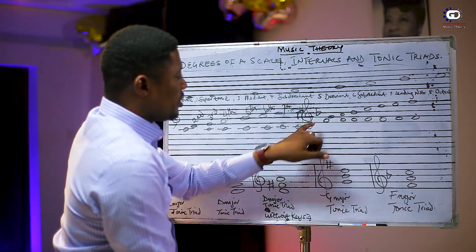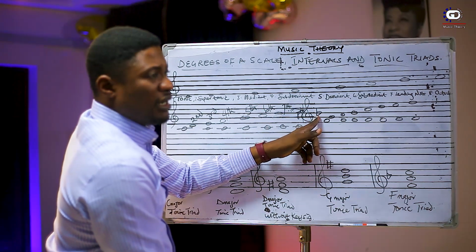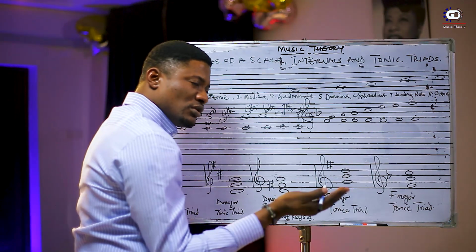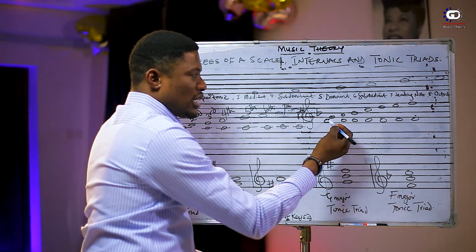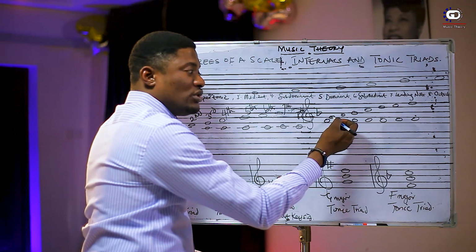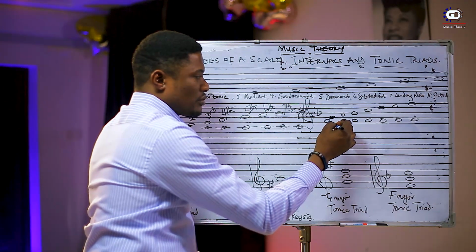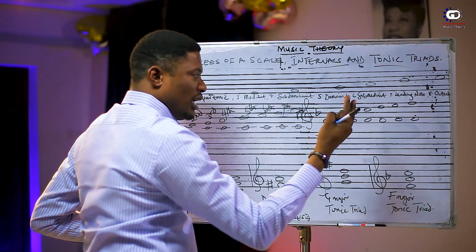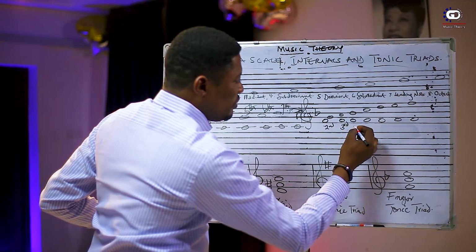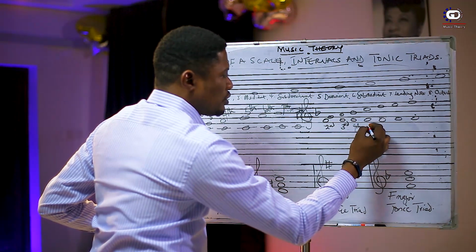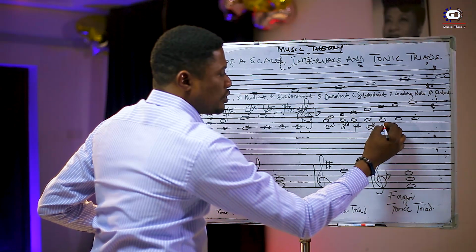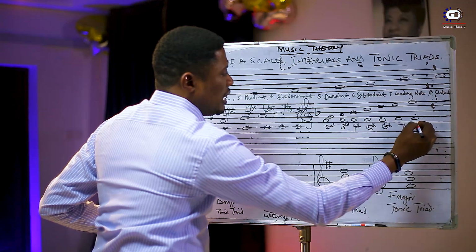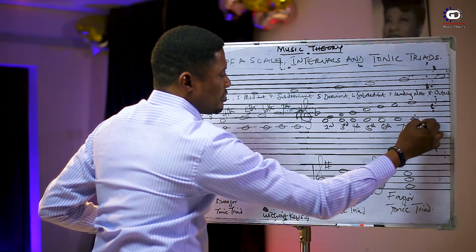For instance, this is an interval of F major, right? So the first note of the scale will be your tonic, like I mentioned. So this is tonic and supertonic, so F to G is a second. F to A is a third, that's your F, G, A. F to B flat is a fourth. F to C is a fifth. F to D is a sixth. F to E is a seventh. F to F is an eighth.